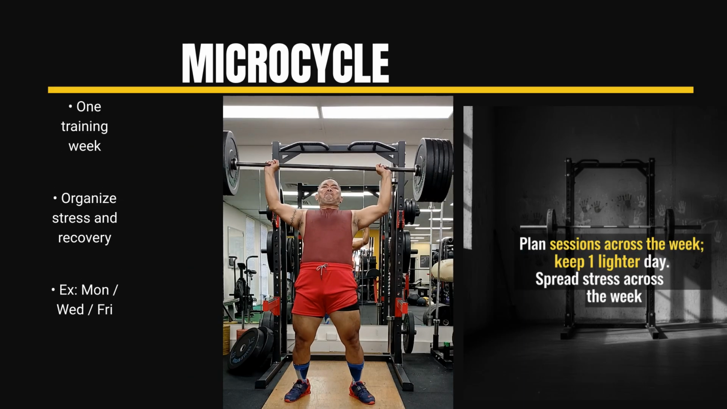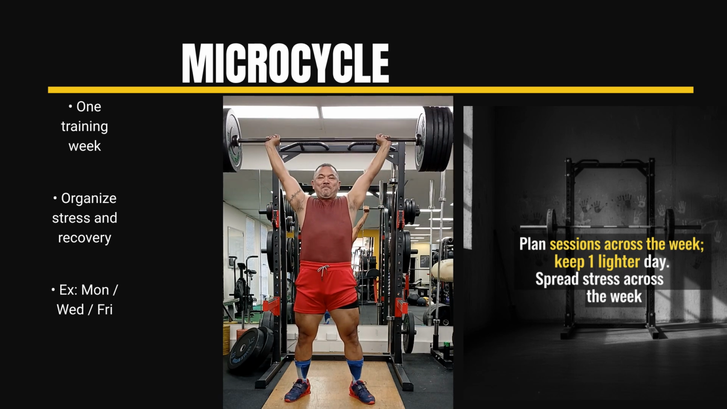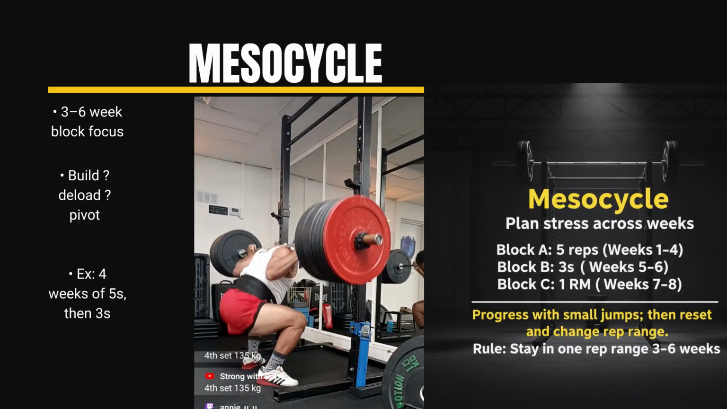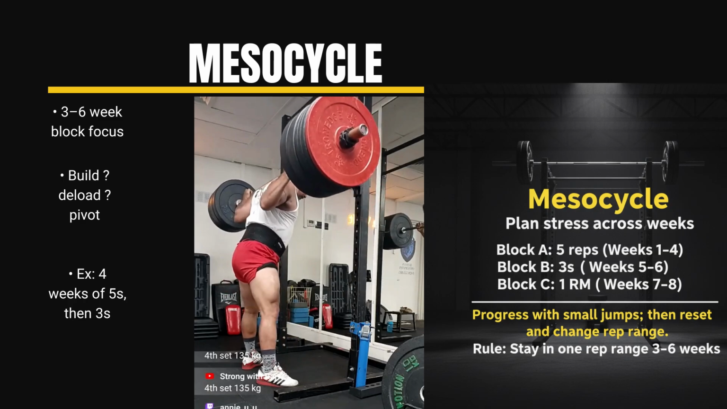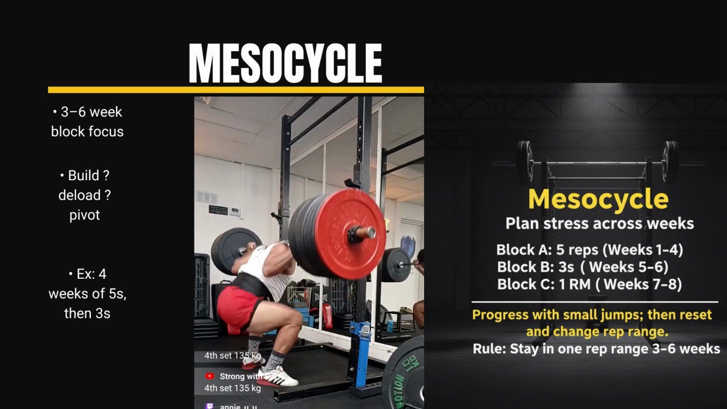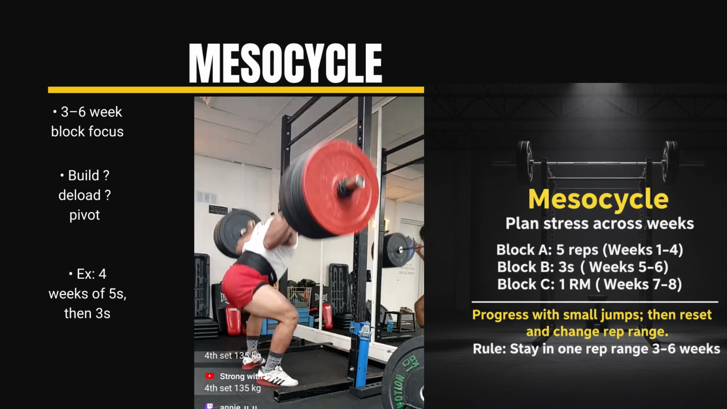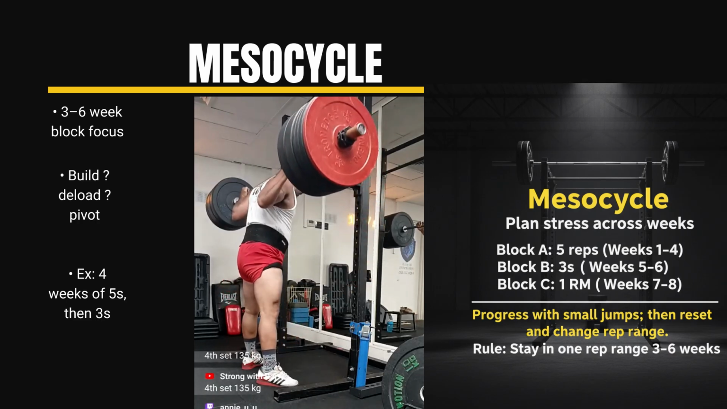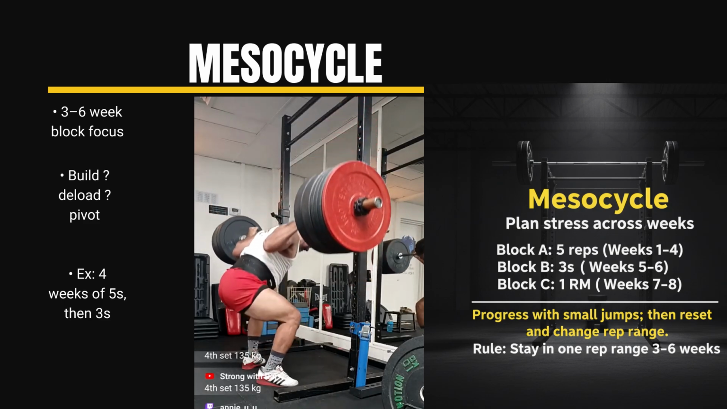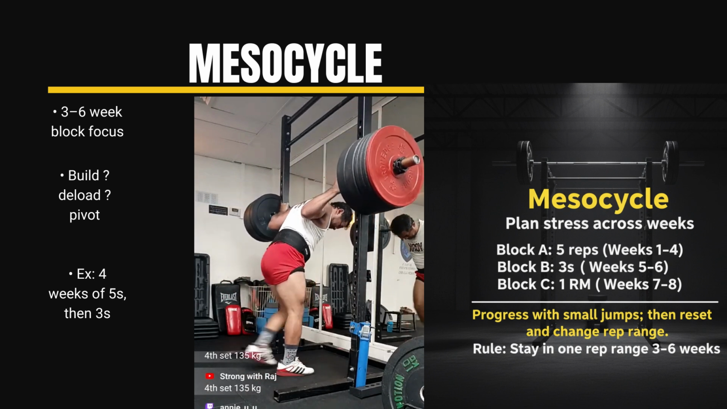Microcycle, usually 1 training week. For example, Monday, Wednesday, Friday is your microcycle. Mesocycle, a block of weeks, often 3 to 6, focused on 1 progression. For example, 4 weeks building 5s, then deload, then pivot to triples. Top set plus backoffs. Work up to 1 heavy set, then do lighter sets for volume with cleaner form. 160 kilos for 5 as your top set, then 2 sets of 5 at 145.